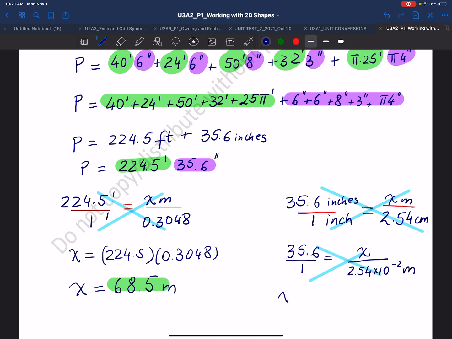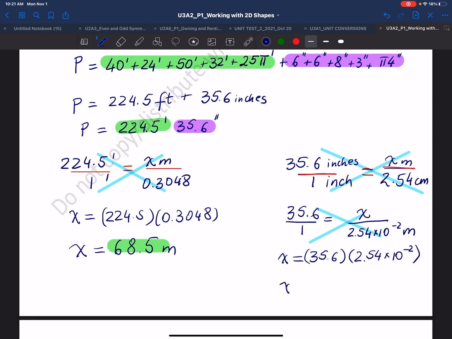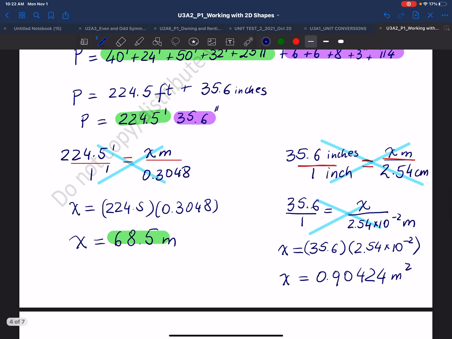And we'll have x times 1 is x. So x equals 35.6 times 2.54 times 10 to the power of negative 2. That gives 0.90424 meters. It's about 0.9 meters.